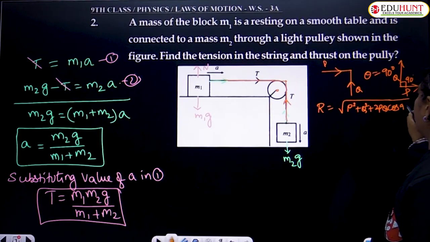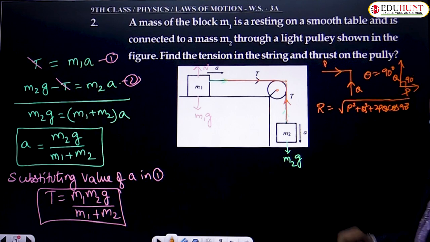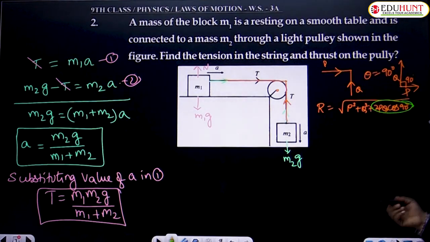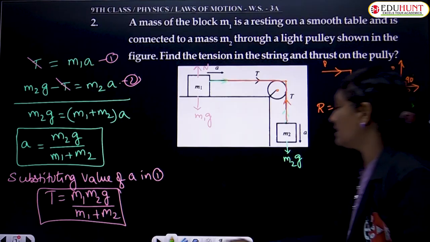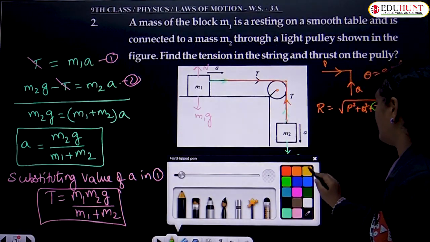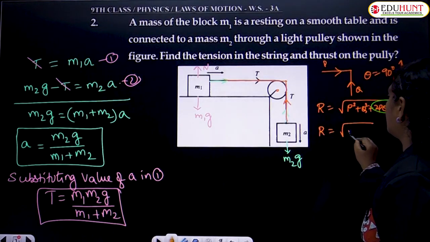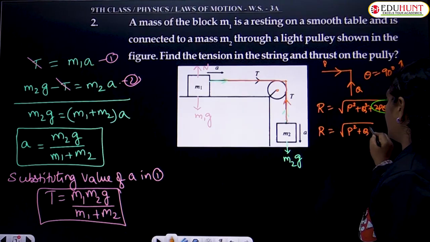Theta is now 90 degrees, but we know the cos 90 value is 0. So cos 90 is 0 means the term 2PQ into cos 90 is 0. So 2PQ into 0 is 0. Then you are left with R is equal to root over P square plus Q square.